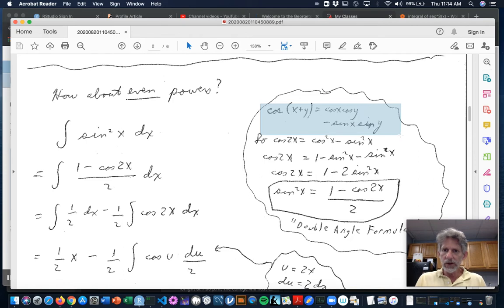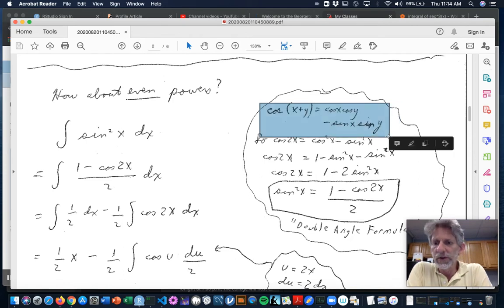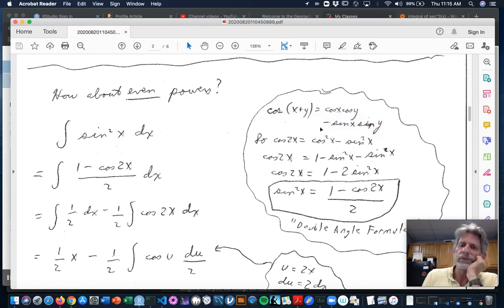And there were trig formulas for the sine and the cosine of sums of angles. And right there, I'm pointing at the cosine of the sum of angles x and y. It's cosine of x times cosine y minus sine x times sine y. Totally important trig identity, one that you really should have memorized from pre-calculus.